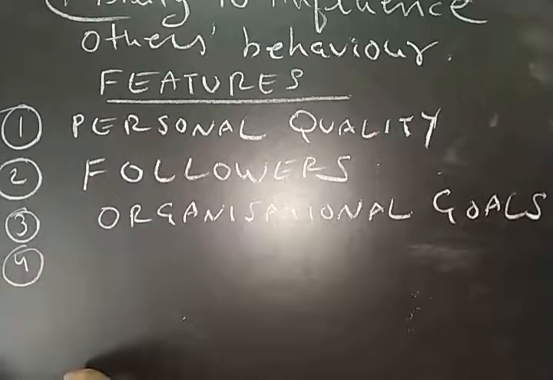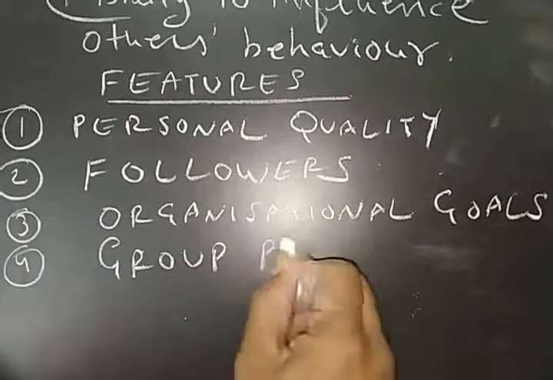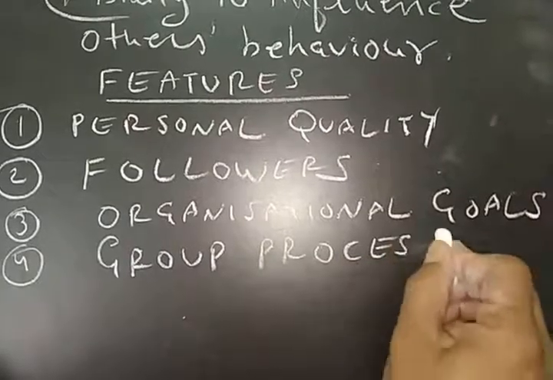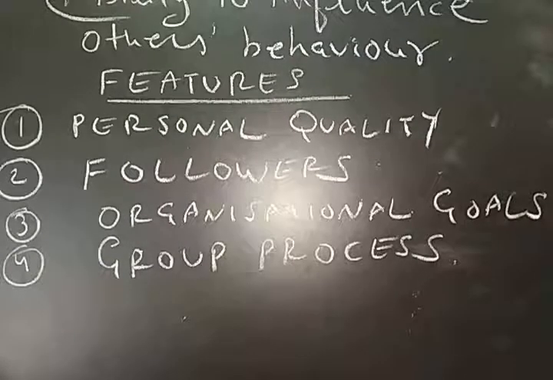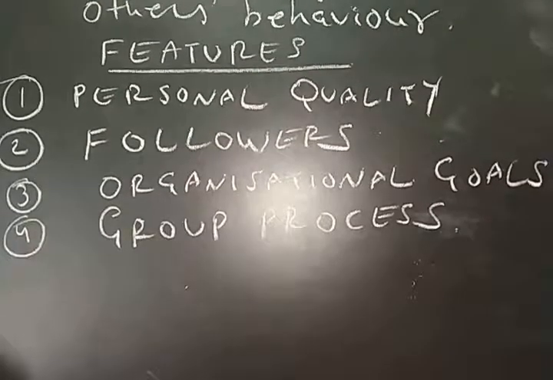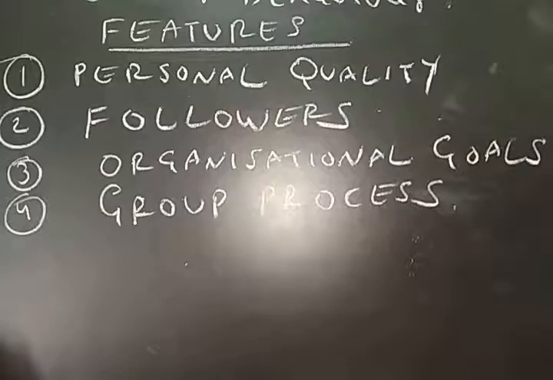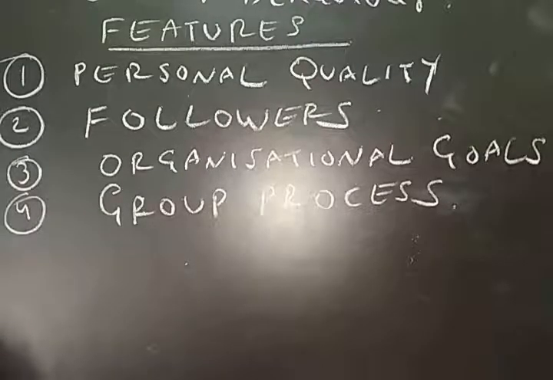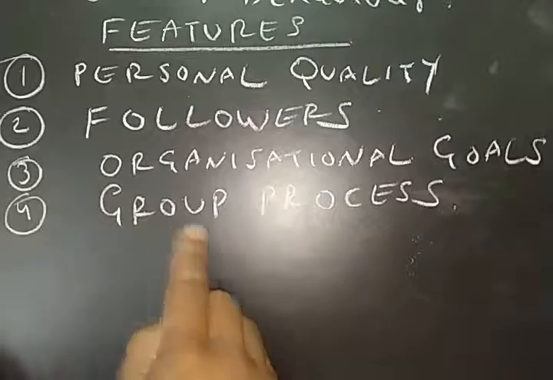Next point is group process. It involves two or more people interacting with each other. Leadership is not an individual process, it always happens in a group. A teacher may be a leader, he interacts with the class as a group. A friend may be a leader, suppose he is influencing the behavior of two or three other friends. So it becomes a group process.